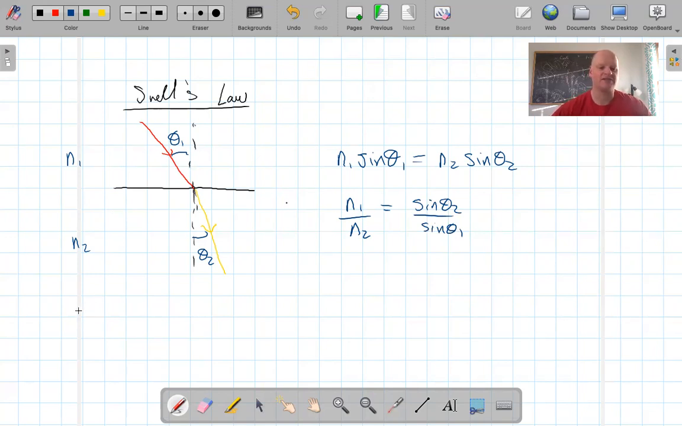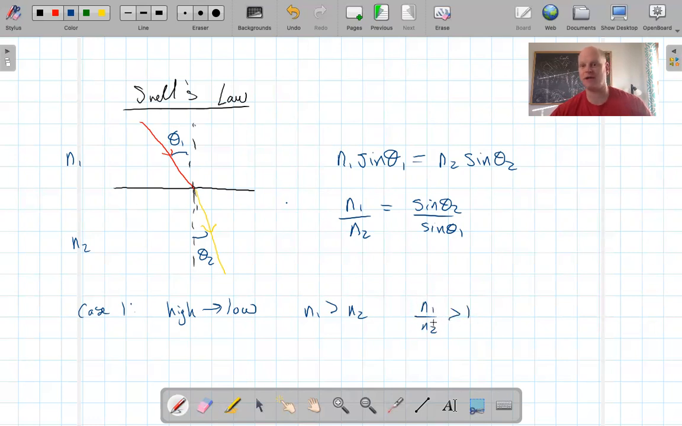So let's say that my object goes from a high index of refraction down to a low index of refraction. So let's look at case 1. Case 1 is that it goes from high to low. So high to low means that n1 must be bigger than n2. Now, if n1 is greater than n2, that means this ratio of n1 divided by n2 must be bigger than 1, right? Because I have a large number on top divided by a small number, which means it's an even bigger number. So this has to be greater than 1.